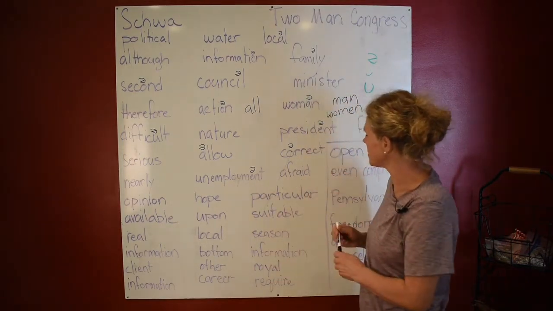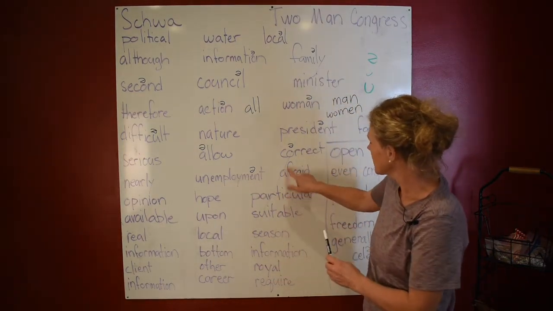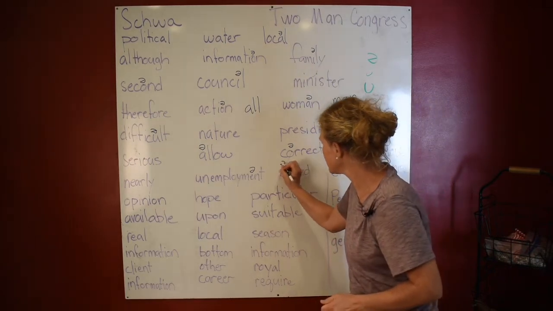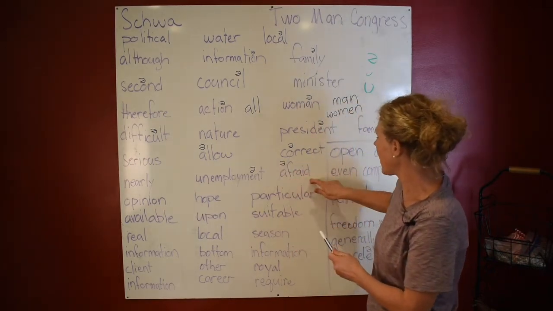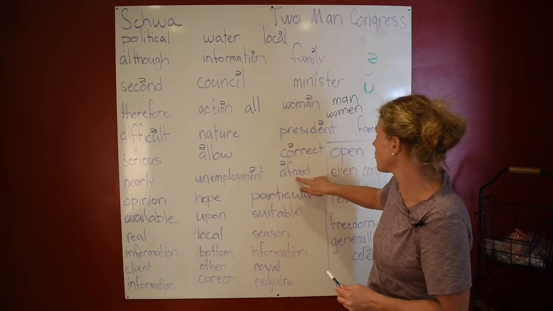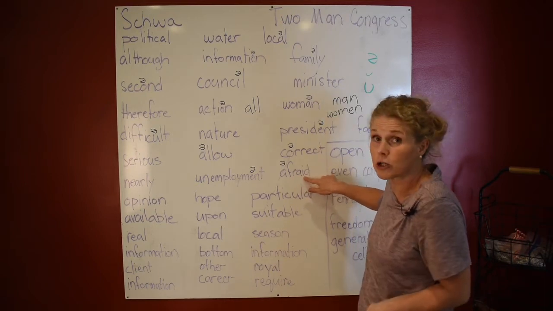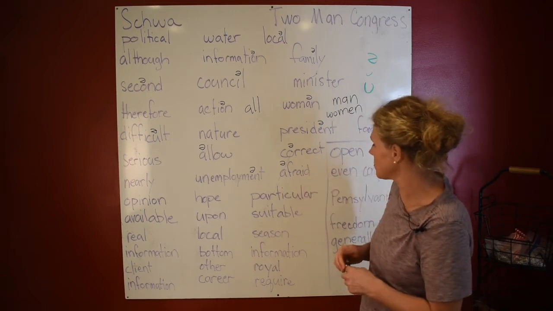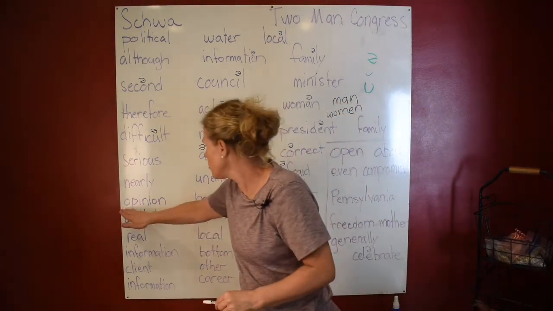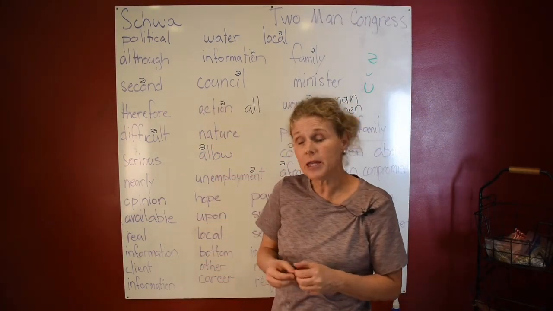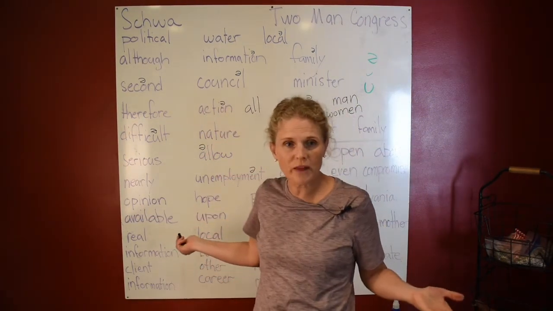Now, afraid. Now this one, this is the schwa sound. Frayed is your vowel team. Now this is an AI, so it won't turn to schwa. So that's a vowel team right there. Now this one is opinion. Which one turns to schwa there, boys?